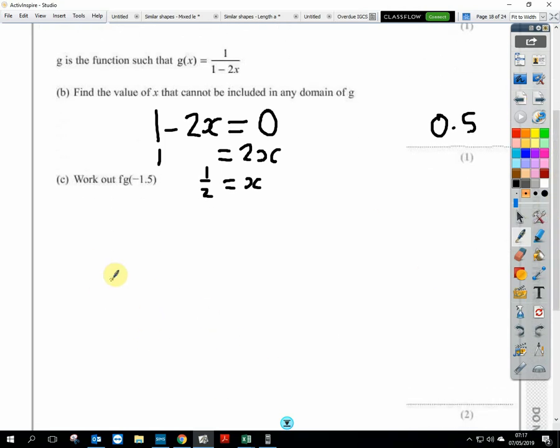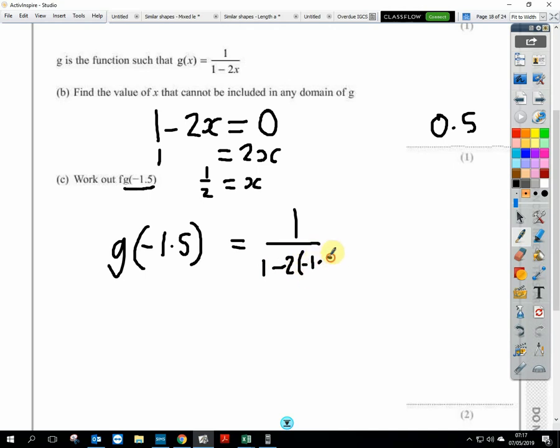Work out fg of minus 1.5. So the first thing that you do when you have a composite function is you always do the bit on the right hand side first. So you work out g of minus 1.5 first of all, which is 1 over 1 minus 2 times negative 1.5. Minus 2 times minus 1.5 is positive 3, 1 plus 3 is 4, so this is a quarter.